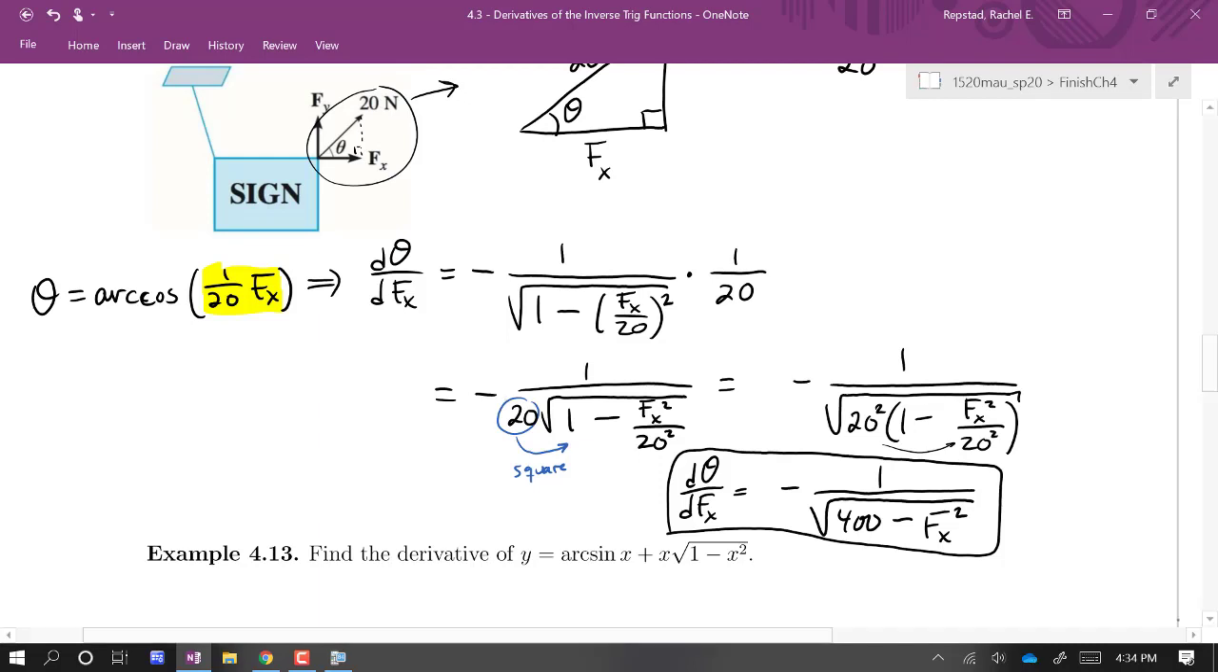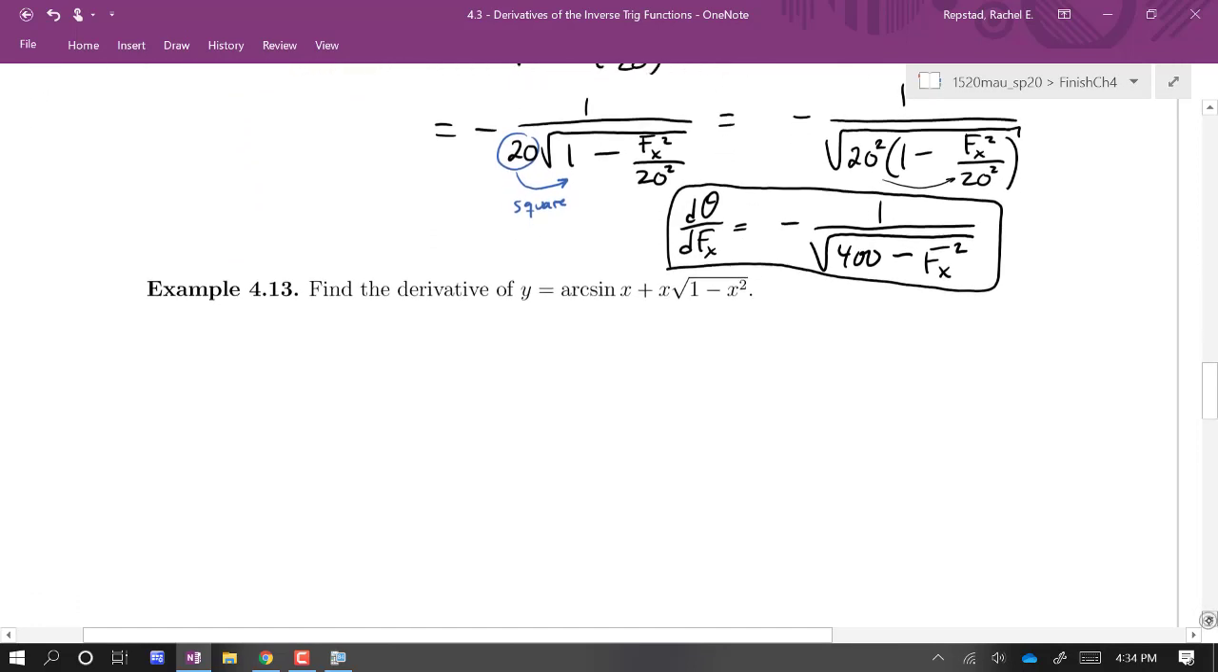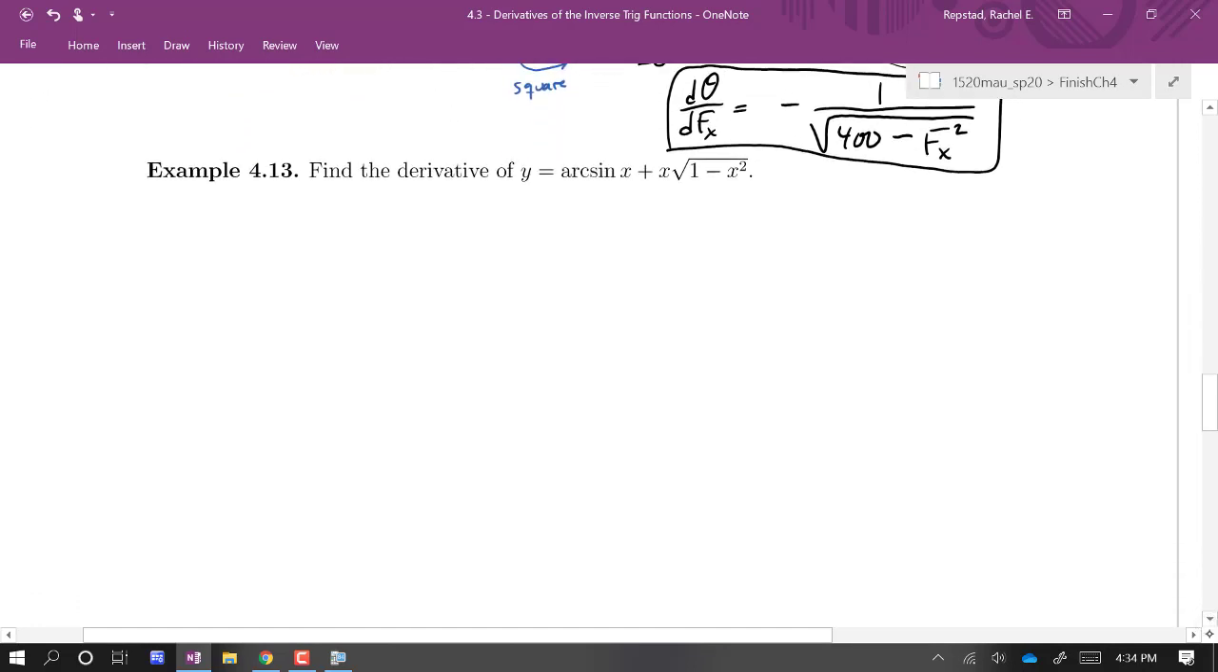Oh, let's try another. We're going to find the derivative of this function, arc sine x plus x times the radical. So the arc sine x part, that's actually going to be pretty simple because there's no chain rule to worry about. We're just going to use that formula. So the derivative of arc sine is 1 over the square root of 1 minus x squared. The chain rule would just have us multiplied by 1, so I'm going to leave that off. Plus, now, this here, this is a product.